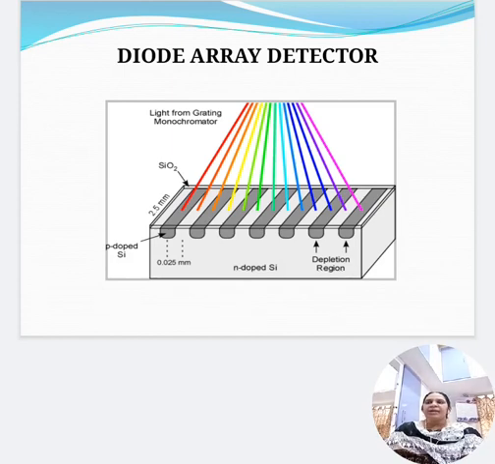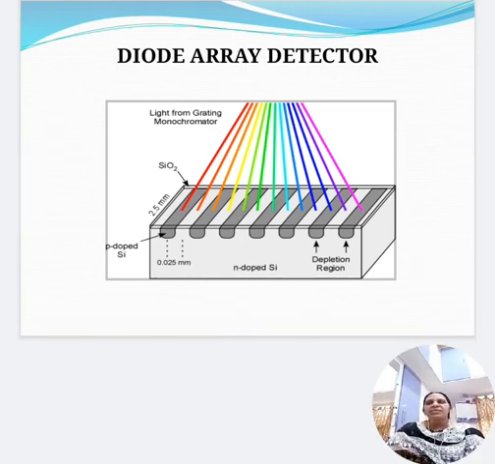Then coming to the charge coupled device detectors, they are highly sensitive detectors which are mainly used for detection of extremely low intensity light signals. These are similar to diode array detectors, but instead of using diodes, they consist of an array of photocapacitors which are arranged in one or two dimensional arrays.